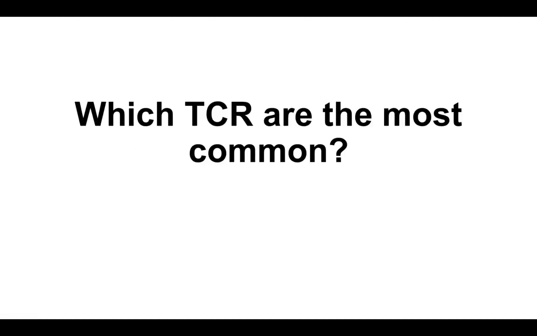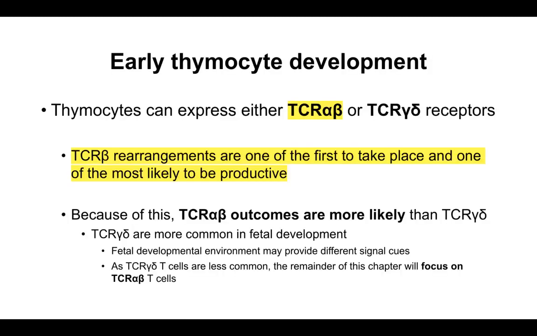Which T cell receptors are the most common? So we most often see the TCR alpha beta. The beta rearrangements are the ones that occur first, so that's the receptor that's going to be most productive. So we do see TCR alpha beta being the T cell receptor that's chosen most often, more so than the gamma delta.